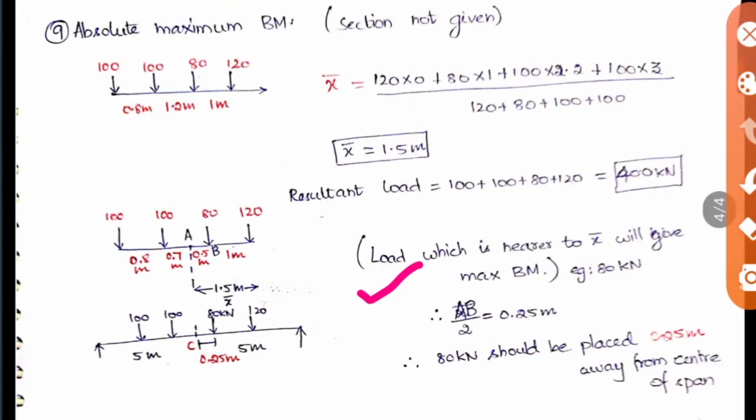So here we got 1.5 meter, no? So it means from here it is 1.5 meter, so a point here. So when you take that, you can see 100 kilonewton at the left and 80 kilonewton at the right. But 80 kilonewton is very near to this centroid point. If you see this diagram, 80 kilonewton is 0.5 meter away and 100 kilonewton is 0.7 meter away. So 80 is the nearest, so you can fix 80 kilonewton to be placed for the condition of absolute maximum.